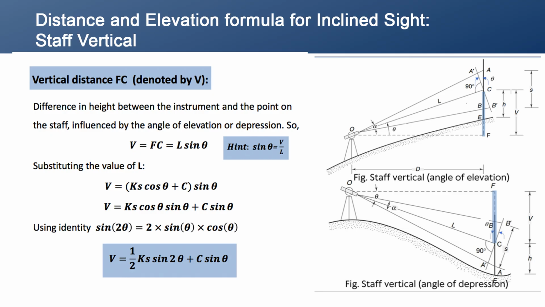So, substituting the value of L, we get V is equal to K into S cos theta plus C into sin theta. Now, expanding this, we get V is equal to K S cos theta sin theta plus C sin theta. Using the trigonometric identity formula, sin 2 theta is equal to 2 times sin theta times cos theta. This V can be rewritten as V is equal to half into K S sin 2 theta plus C sin theta.